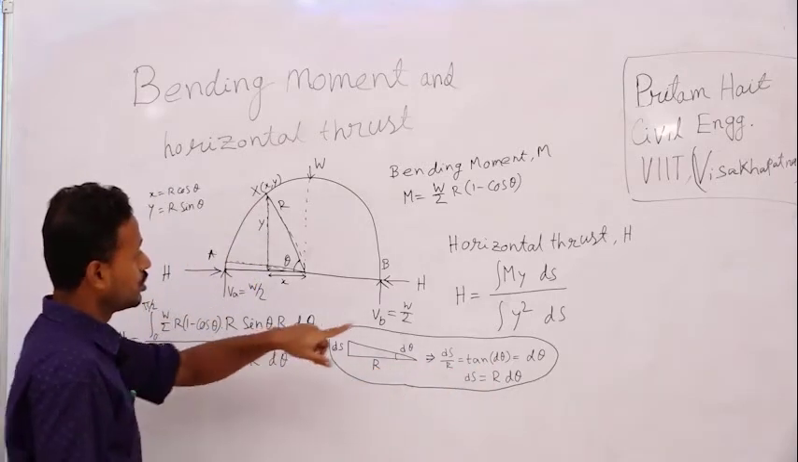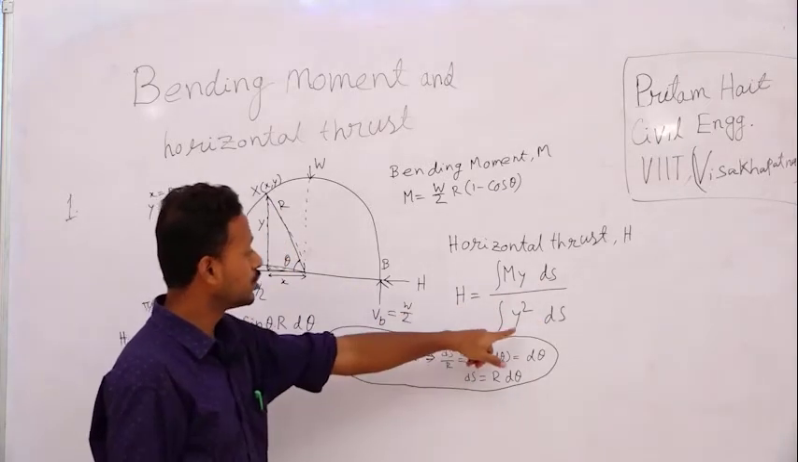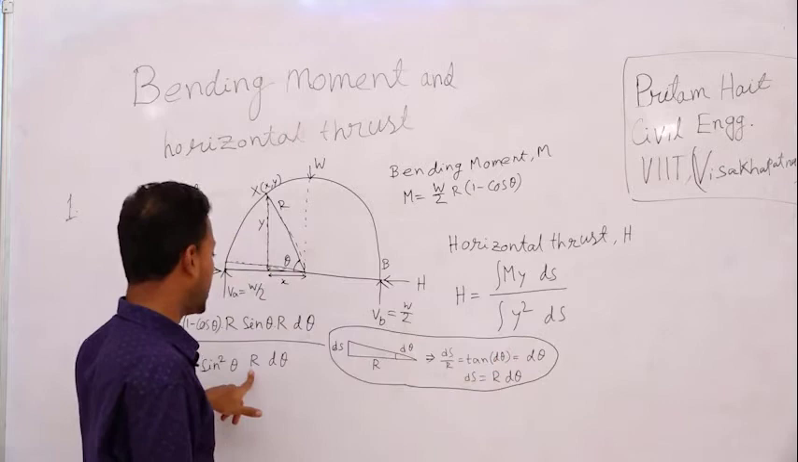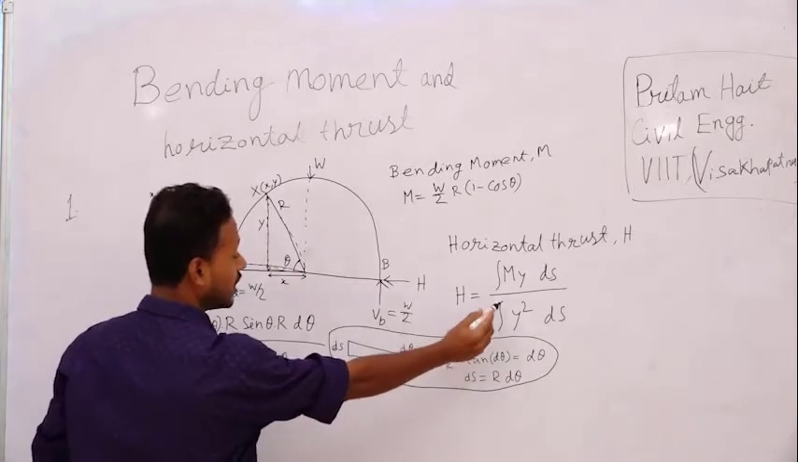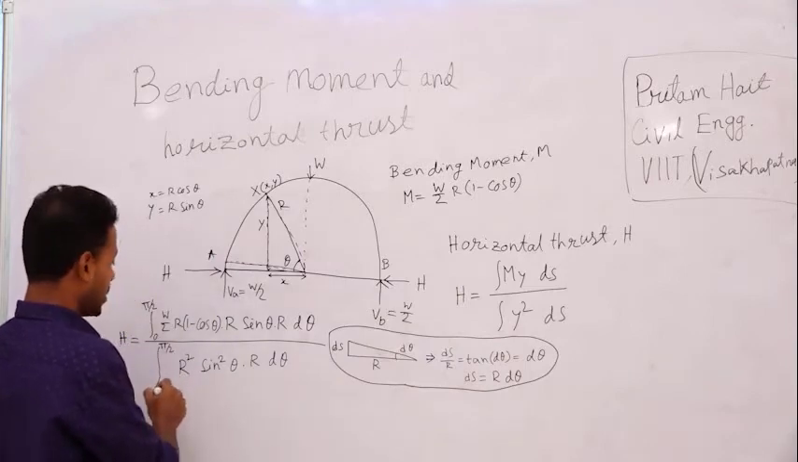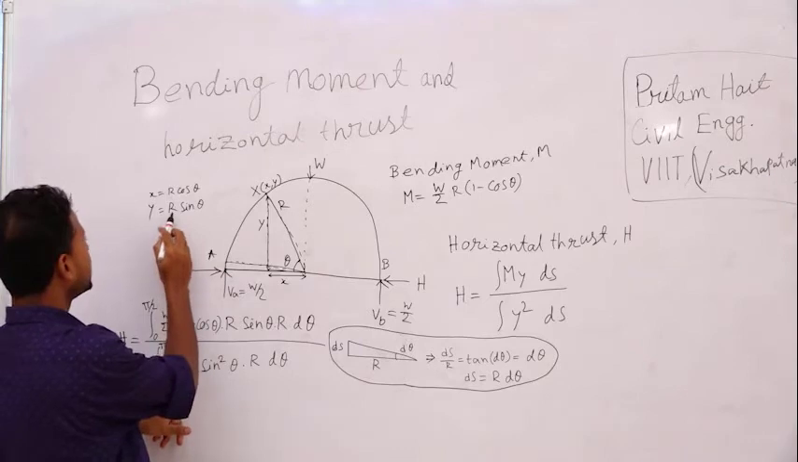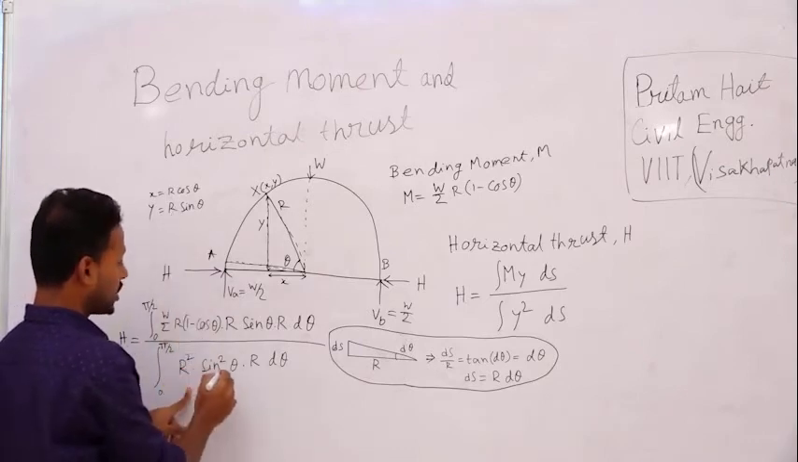So I put the value of ds here as r d theta. Here also I put the value of ds as r d theta, and the denominator is integration of y square. Y square means r square sin square theta, so I wrote r square sin square theta.